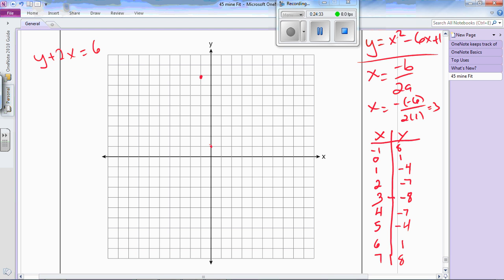0, 1. 1, negative 4. 2, negative 7. 3, negative 8. More than likely, 2 of these points will be the answers.